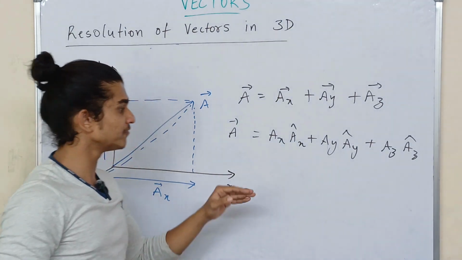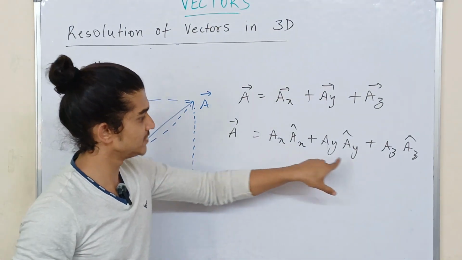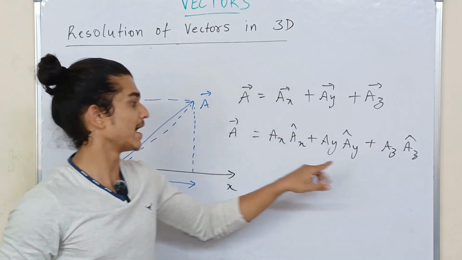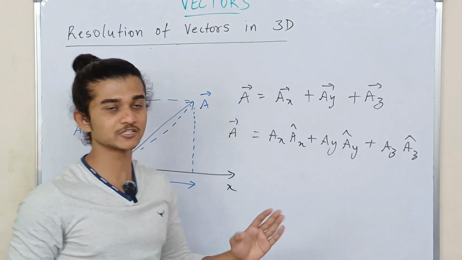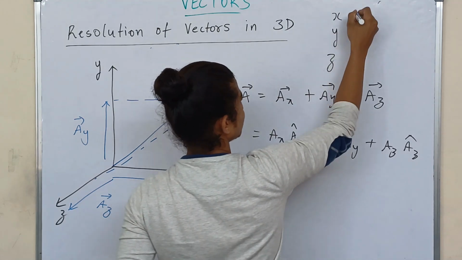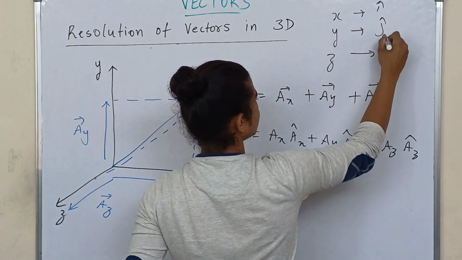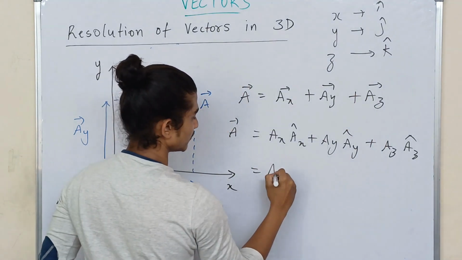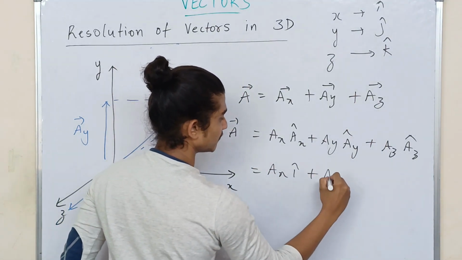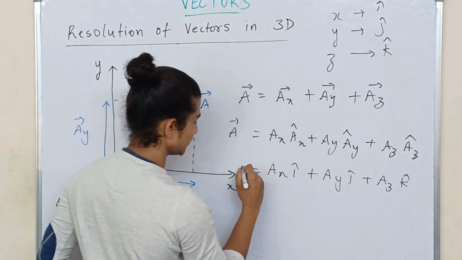So as I told you, the unit vectors along the x, y, z axes are equal to i cap, j cap and k cap respectively. I can replace these with i, j, k respectively. So I'm going to write it over here. For the x axis you have to write i cap, for the y axis you write j cap, and for the z axis you replace it with k cap. So ax i cap plus ay j cap plus az k cap. So this is my a vector.